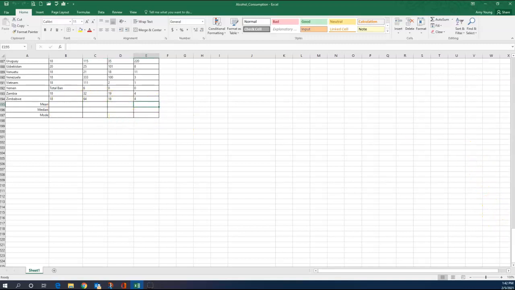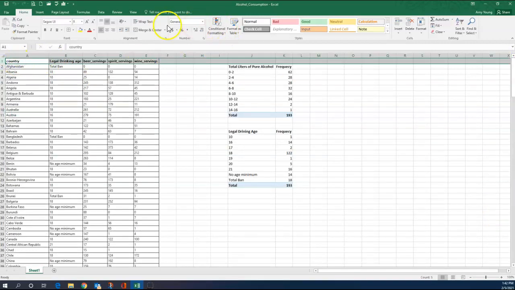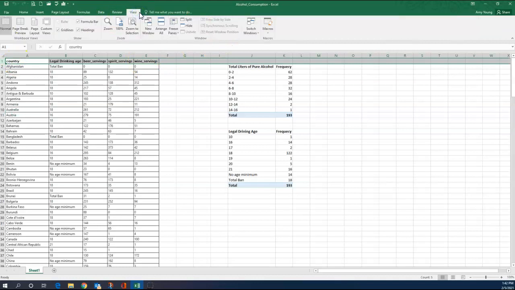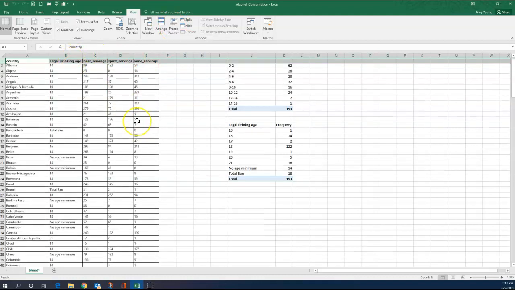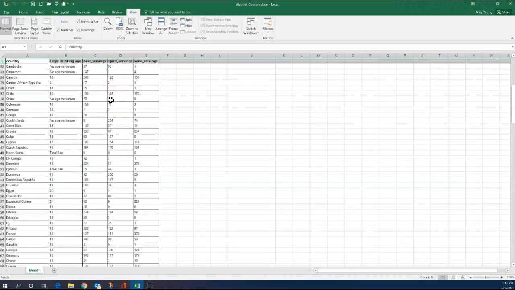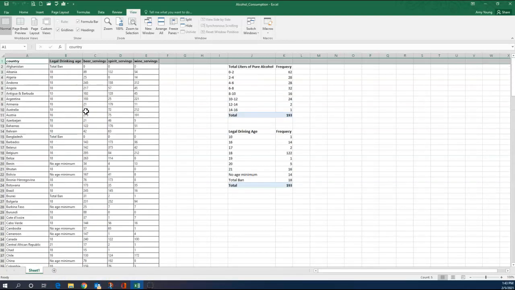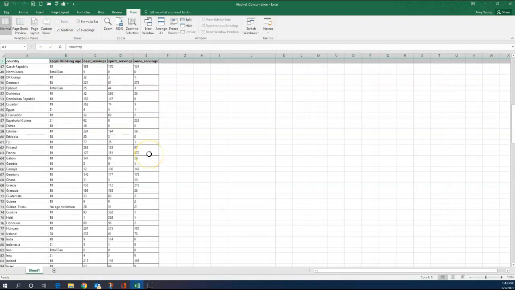And you know what? Why don't we do this real quick? It's a really cool thing since we want to see that top row. So I'm going to take this top row, come over to View, and freeze the top pane row. What that means is that as I scroll down, the country, legal drinking age, beer servings, spirit servings just stays the same. So when I'm down here at the bottom, I can actually see which column I'm looking at.